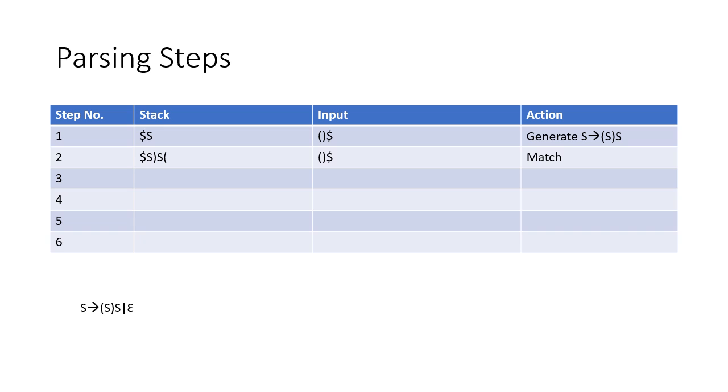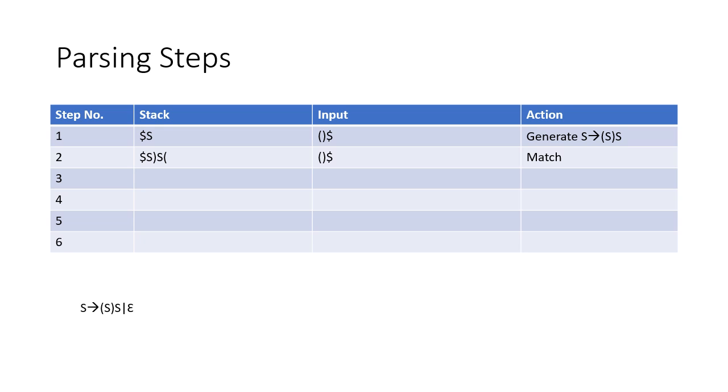Now look at the input string. We have not consumed any input. In a generate, we do not consume any input. Now we will look at the top of the stack. Now I have this opening parenthesis. So it's a terminal symbol. So if it's a terminal, we are not going to look at generate, we are going to look at match.